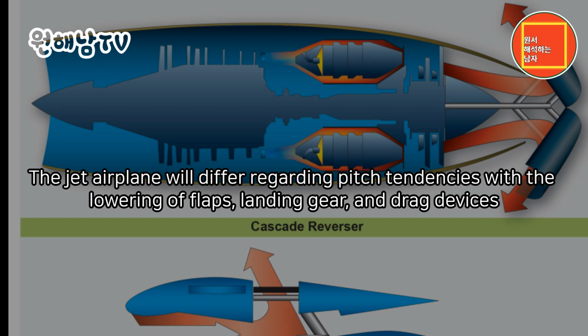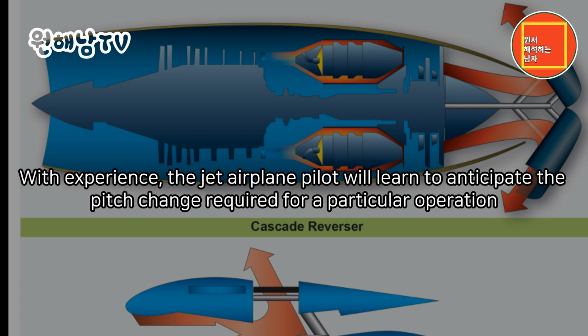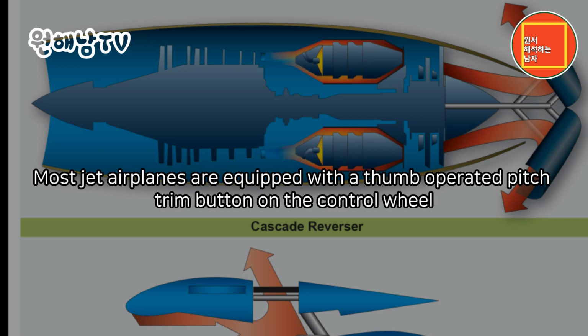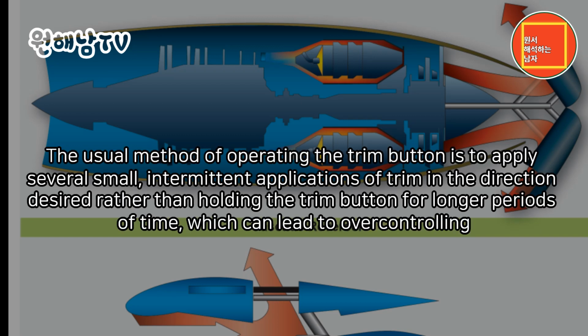The jet airplane will differ regarding pitch tendencies with the lowering of flaps, landing gear, and drag devices. With experience, the jet airplane pilot will learn to anticipate the pitch change required for a particular operation. Most jet airplanes are equipped with a thumb-operated pitch trim button on the control wheel. The usual method of operating the trim button is to apply several small, intermittent applications of trim in the direction desired, rather than holding the trim button for longer periods of time, which can lead to overcontrolling.